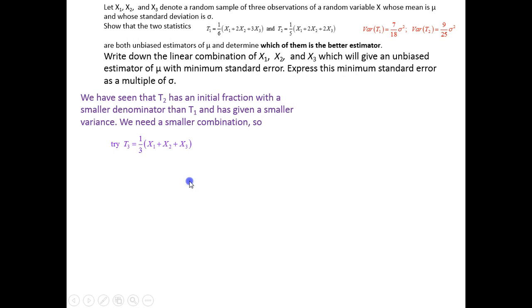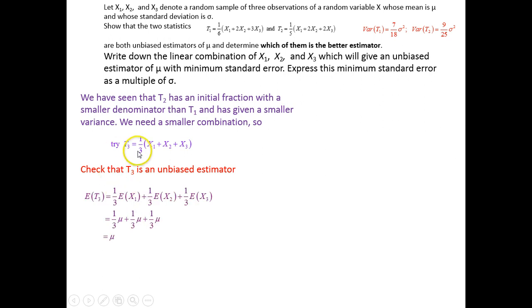So if we find the expected value of T3 to show that it's an unbiased estimator, then we'll have 1/3 expected value of x1, plus 1/3 expected value of x2, plus 1/3 expected value of x3. Each expected value is mu. Therefore, we'll have 3/3 of mu, giving me mu. So T3 is an unbiased estimator of mu.